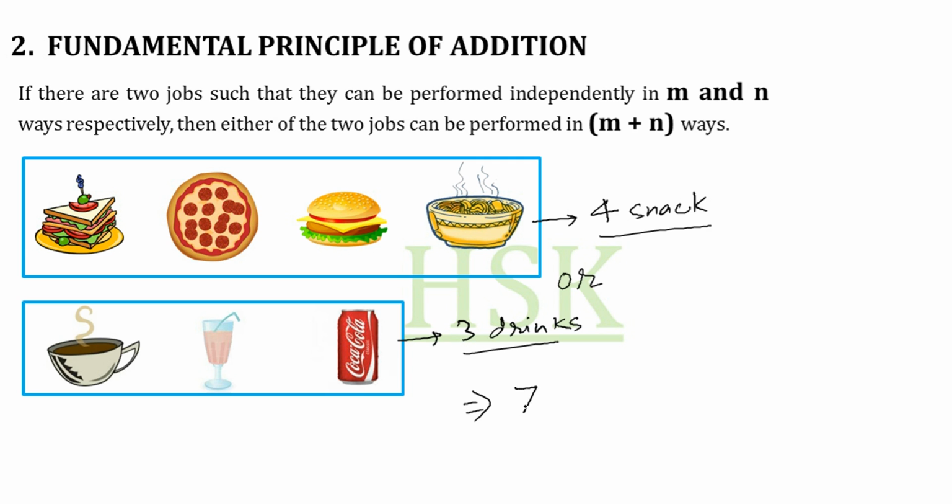Therefore the total number of ways in which he can order a snack or a drink will be equal to 3 plus 4 or 4 plus 3, that will be equal to 7 ways. So there are 7 ways he could order a snack or a drink.